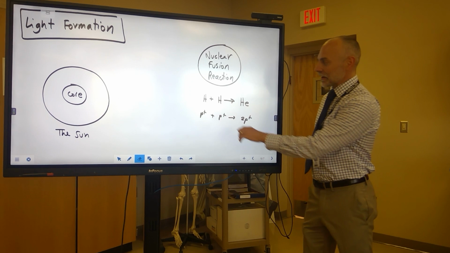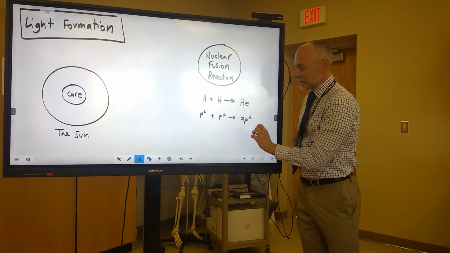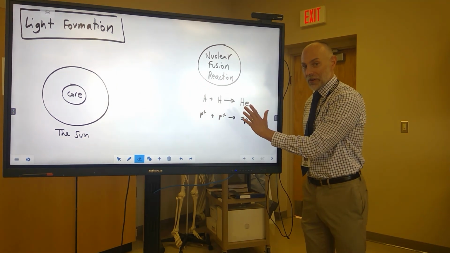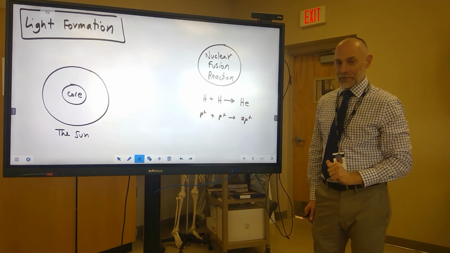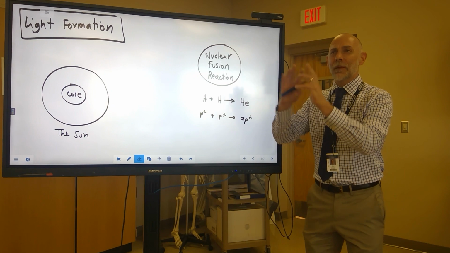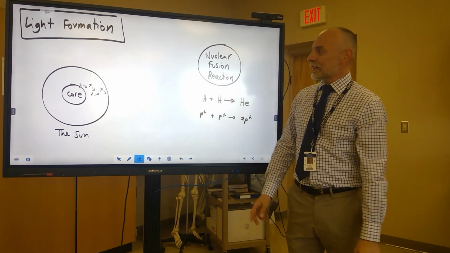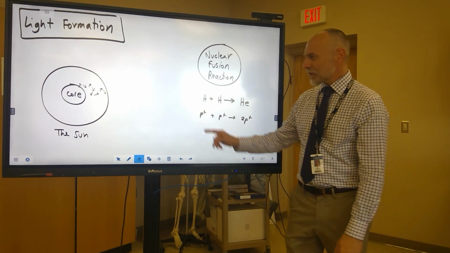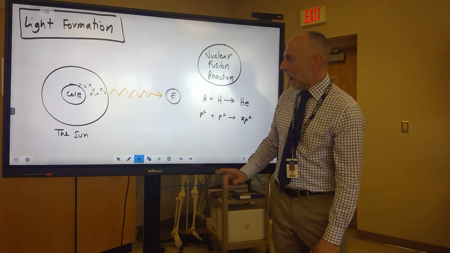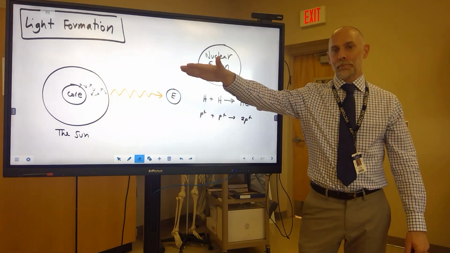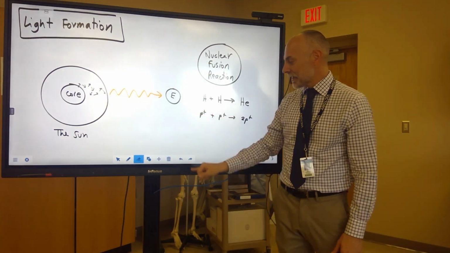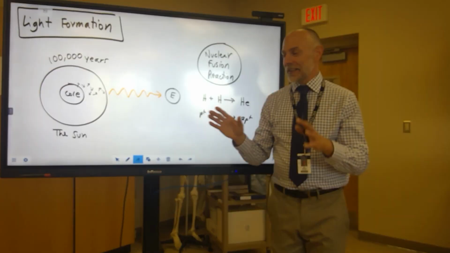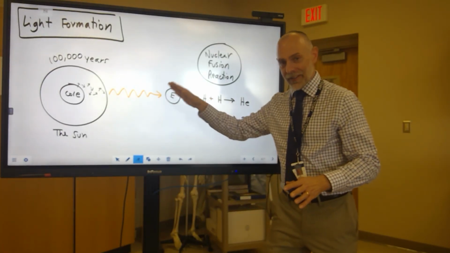Just to get the numbers here, hydrogen has 1 proton. The other hydrogen has 1 proton. I add them together, I get a nucleus with 2 protons, and that's a helium nucleus. It releases a huge amount of energy. And all that energy bounces from particle to particle around inside the sun. When it finally hits the surface, a photon of light pops out of the sun and fires towards Earth. It takes 100,000 years for that energy that got released to bounce from particle to particle inside the sun.